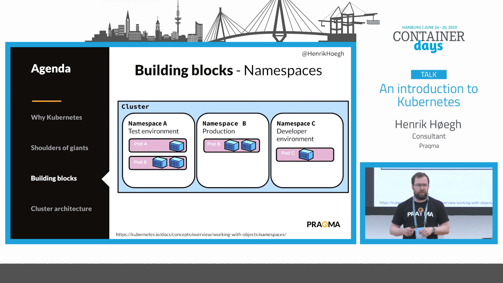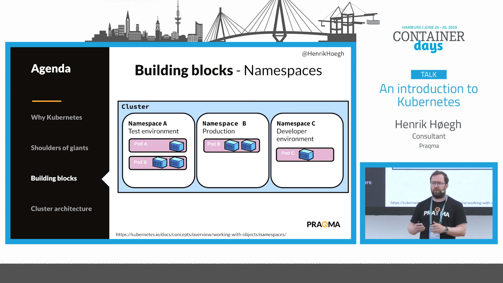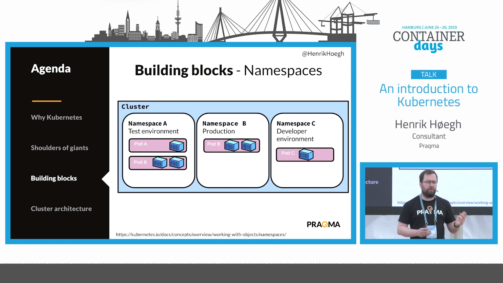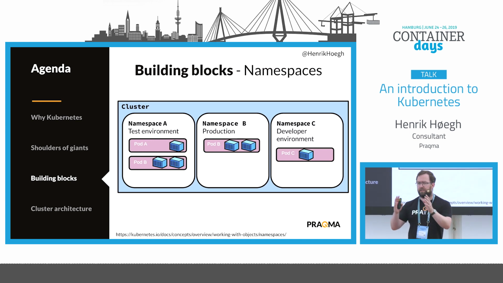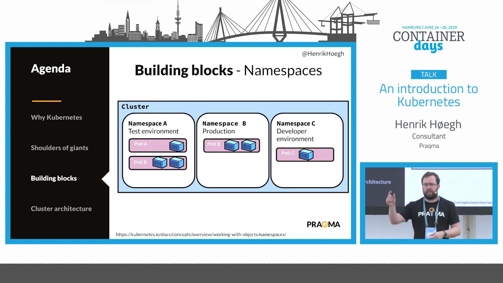Another thing you can do with Kubernetes is like with Apache, you can create virtual hosts. In Kubernetes, you can create namespaces, basically virtual clusters. So you can have a production namespace, a staging namespace, a Git share namespace, or whatever you want.